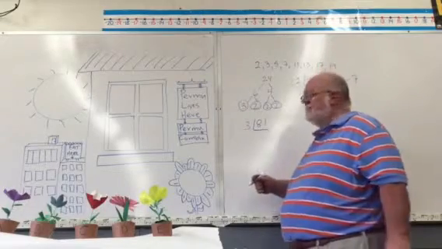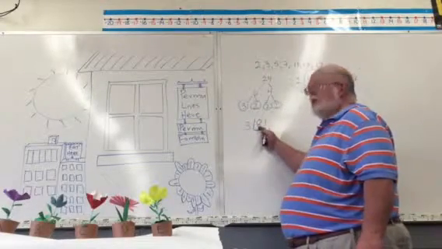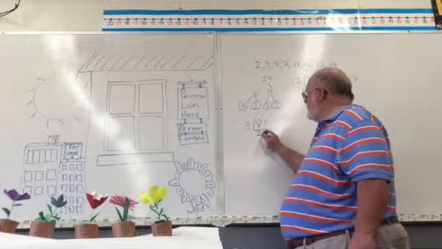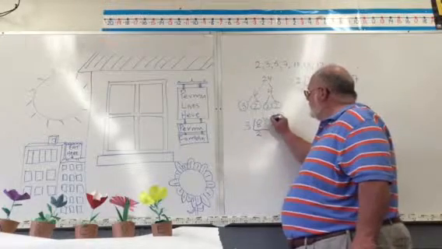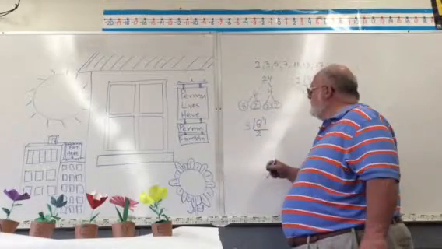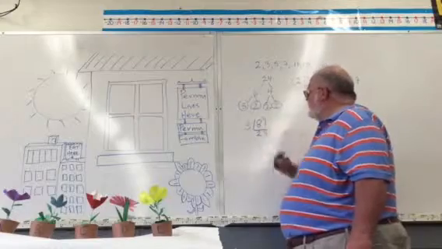So let's use our short division. 3 goes into 8 2 times with 2 left over. 3 goes into 21 7 times.